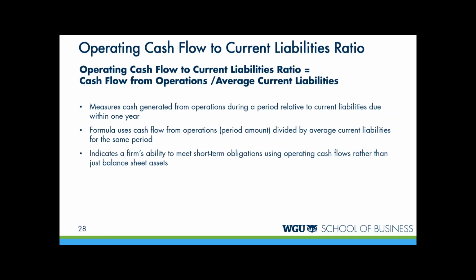So this is going to measure the cash generated from operations during a period relative to current liabilities within a year. And this formula uses our cash flow from operations for the period we're evaluating, typically a year, but we can do it on a month-to-month basis if needed. And we're going to divide that by the current average liabilities for that period. And this is going to indicate the firm's ability to meet its short-term obligations if it uses its operating cash flows rather than just balance sheet assets.